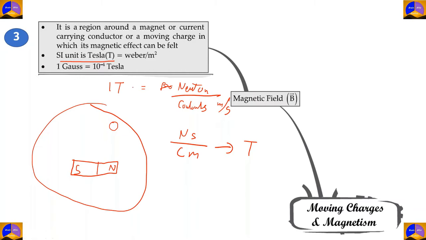Now, the unit Tesla is defined as the magnetic field produced when a 1 coulomb charge creates a force of 1 newton traveling at 1 meter per second. And it is a very large unit. And in conventional terms, we use a smaller unit known as a Gauss. And a Gauss is defined as 10 raised to minus 4 Tesla. So 1 Gauss is 1 by 10 raised to 4, that is 1 with 4 zeros, Tesla.